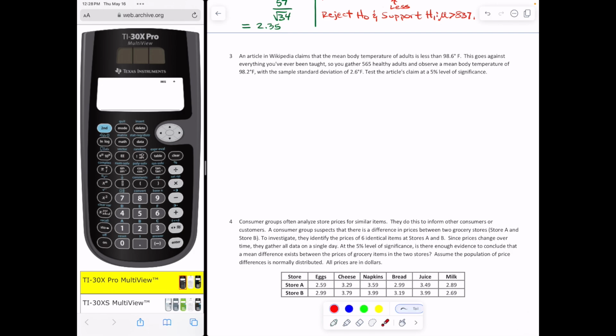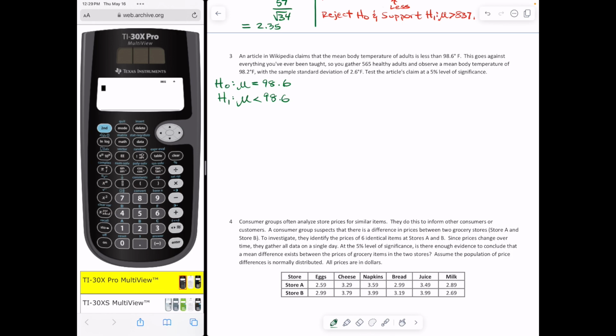First, an article in Wikipedia claims the mean body temperature of adults is less than 98.6 degrees Fahrenheit. So that's an alternative hypothesis that mu is less than 98.6 degrees Fahrenheit. So the null hypothesis would just say that it's equal to that. Okay. This goes against everything, absolutely everything you've ever been taught.